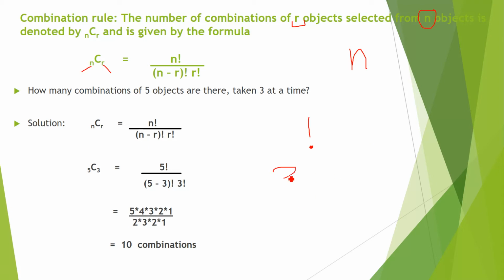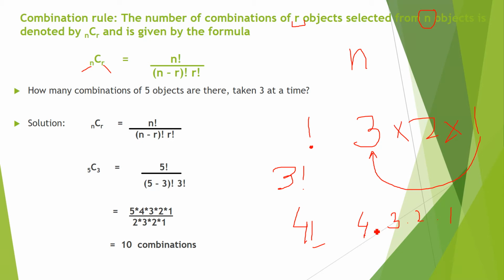Factorial means, if I say 3 factorial, it means 3 multiplied by 2 multiplied by 1. From 1 to that number you have to multiply. If I say 4 factorial, starting from 1, then 2, then 3, and then 4, or you can start from 4 as well. The exclamation mark represents the factorial, and the dot represents multiplication. So 4 factorial is 4 multiplied by 3 multiplied by 2 multiplied by 1. When you multiply all these numbers, you get the answer for 4 factorial.